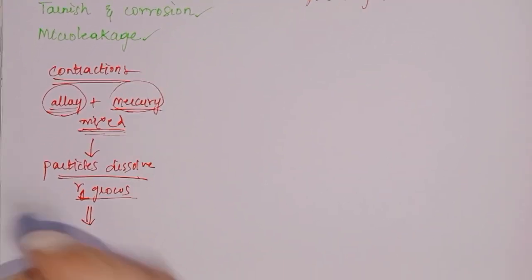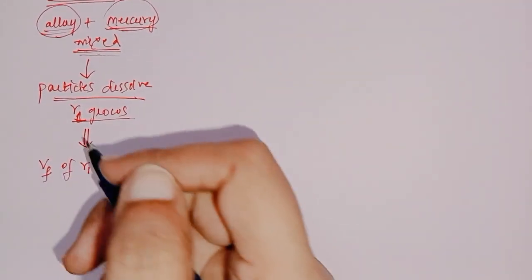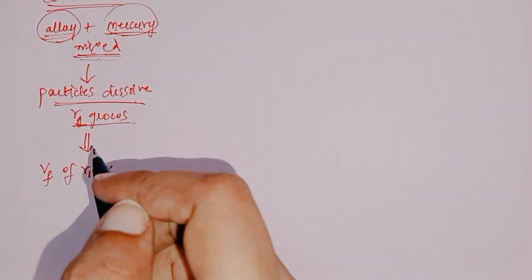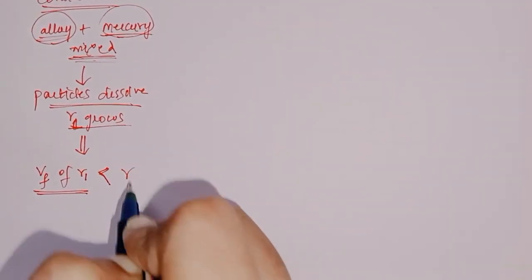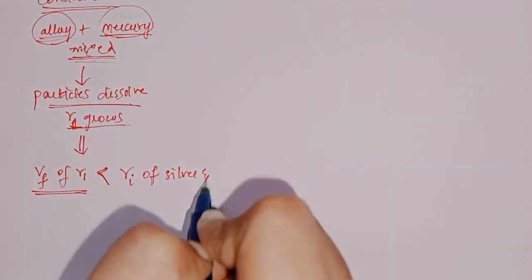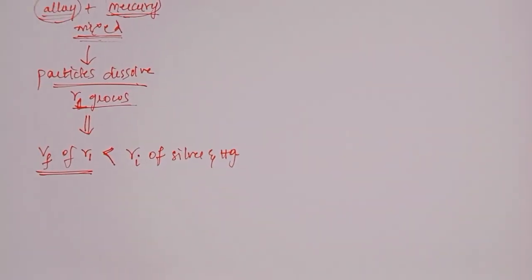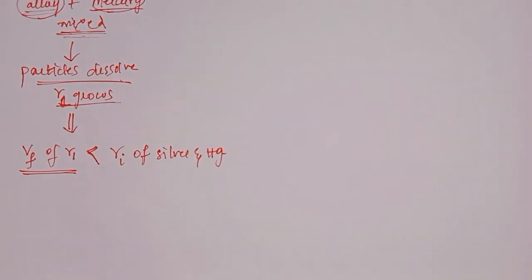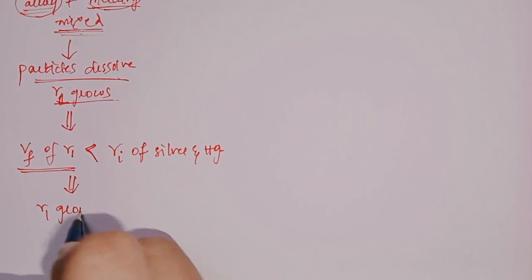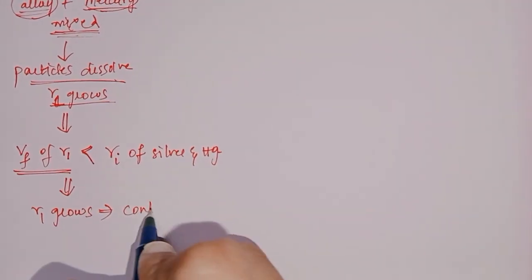The final volume of the gamma 1 is less than the initial volume of silver and mercury that go into making the gamma 1. Therefore, contraction will continue as long as the gamma 1 grows.